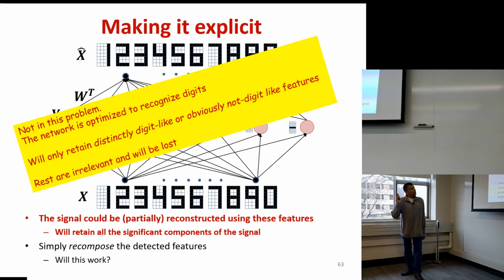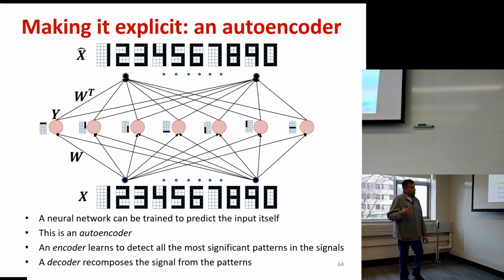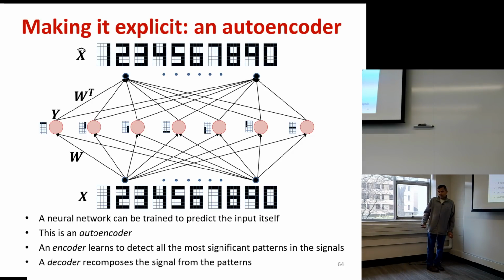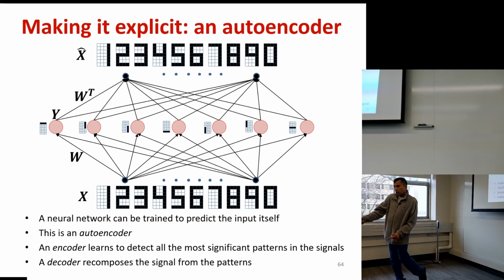But then, what if I try to train the network to actually construct the input? In this case, the neural network is being trained to predict the input itself. This is what we will call an autoencoder. It's taking an input and it's learning to recreate itself. Now, this has two components: an encoder, which learns to detect all the most significant patterns in the input, and a decoder, which learns to put these things back together to reconstruct the input, right?